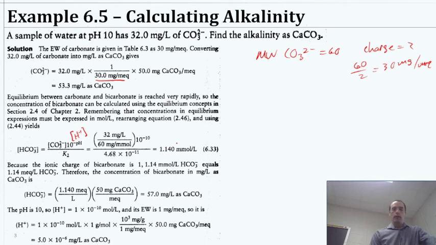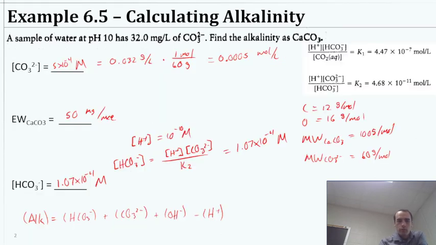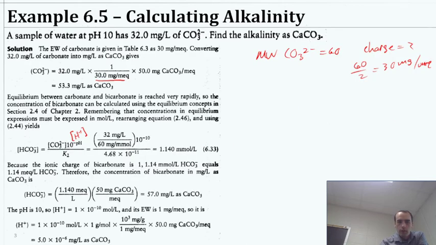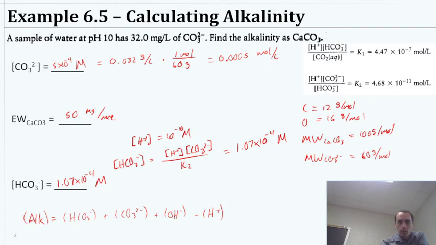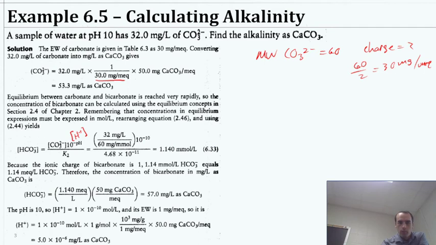And then they report that in millimolar, so we can compare. And let's see, what did they do? Did I do something wrong? Did they do something? So the 4.68 times 10 to the minus 11th. We've got the H plus here, and that 32 milligrams per liter divided by 60 milligrams per mole. Okay. So my answer was 1.07. Their answer is 1.14. So I'm not sure what happened.